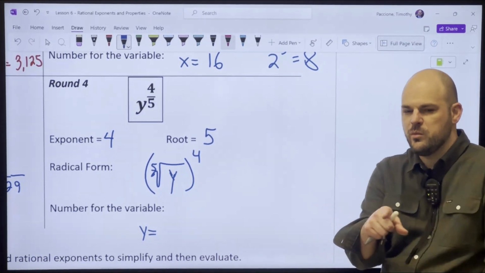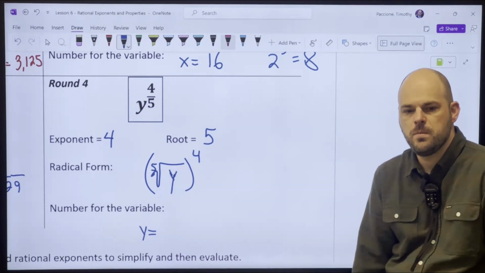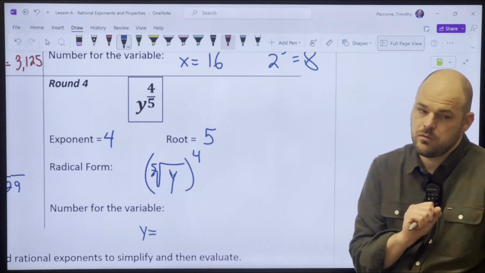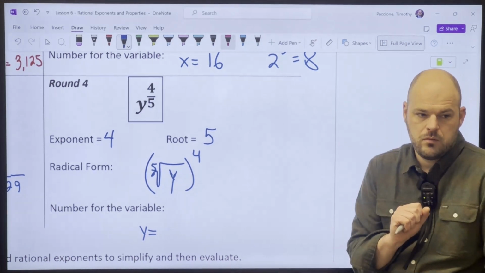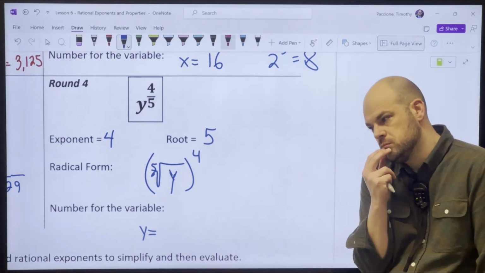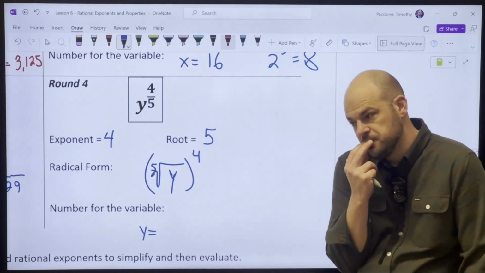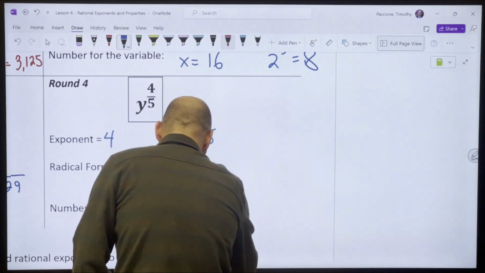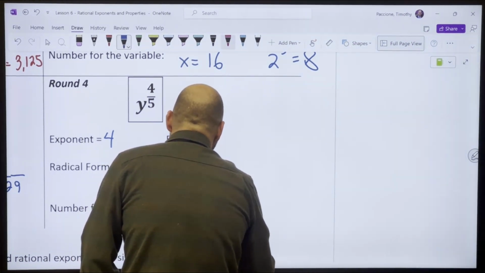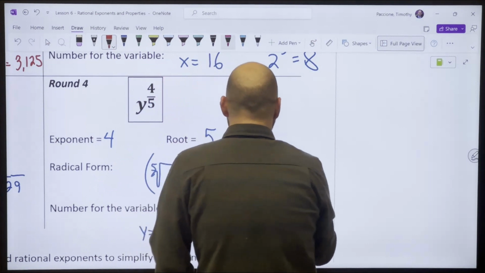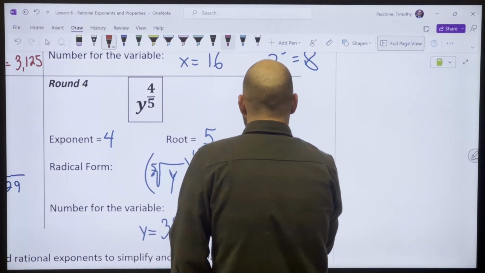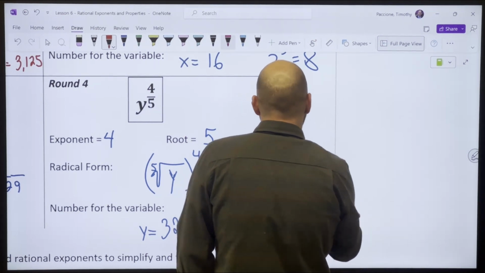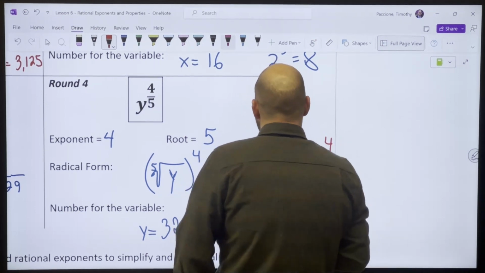32. We already did one with a base of 2, though. Well, 125 would be something to the 3rd. Yeah. 32,768. Okay. So let's see if that works. The fifth root of 32,768 to the fourth. What is that?